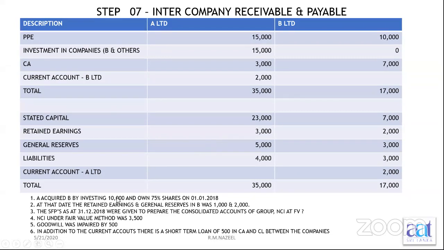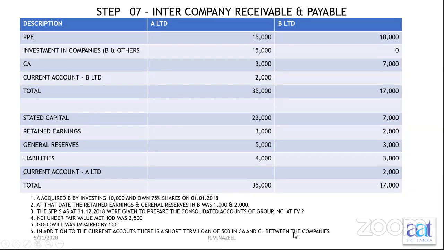See the adjustment, same adjustment I have given in the first one, same in the second one, same in the third one, and I have maintained it because I prefer to explain the fair value method. That's what I want to explain. Sixth one, see, in addition to the current accounts, there is a short-term loan of 500 in current assets. So this current asset of parent has 3,000, including 500 intercompany, right?